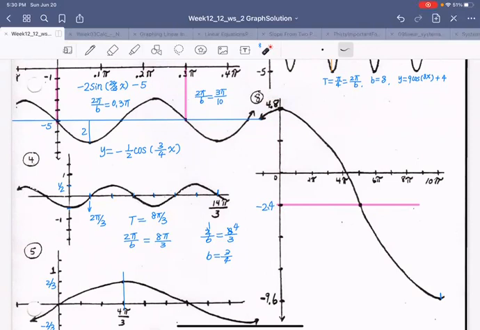So would it be like 20 pi? Okay. 20 pi equals T. Wait, 2 pi over b. Yeah, 2 pi over b. So that means b equals... how much? It'd be like 1 over 10. Yes, thank you. Say your final answer.